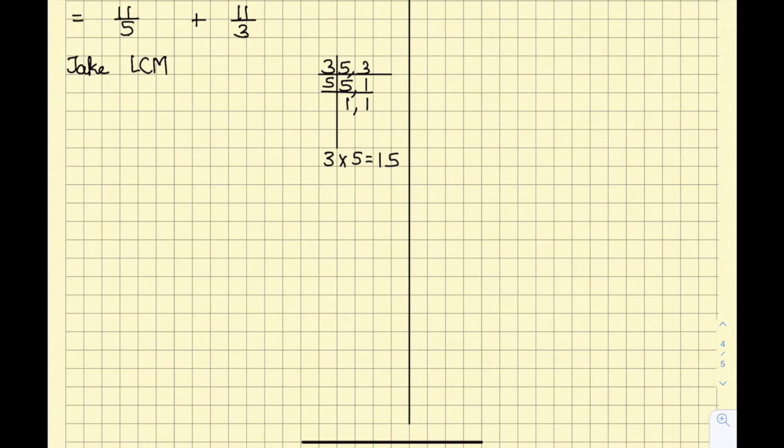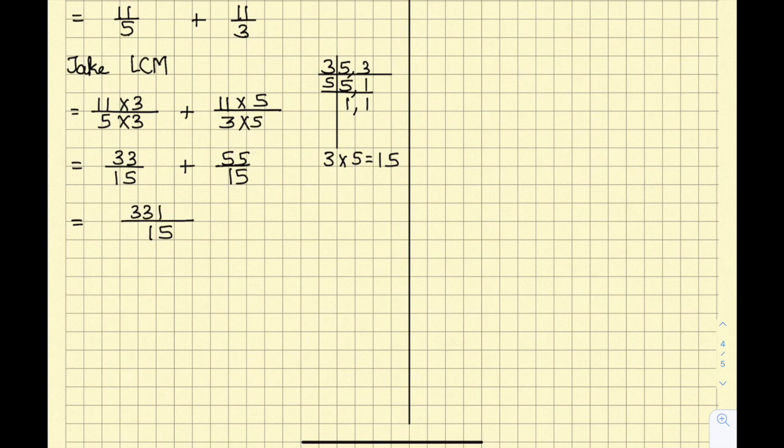So what you are going to do is 11 over 5 as it is plus 11 over 3 as it is. 5 multiplied by 3 gives 15, so 11 multiplied by 3, they both are siblings. 3 multiplied by 5 gives 15, so 11 multiplied by 5 as they both are siblings. 11 threes are 33, 5 threes are 15, 11 fives are 55, 3 fives are 15. Now you see the denominator 15 is the same, so you have to just add the numerators. 33 plus 55 gives 88 over 15.